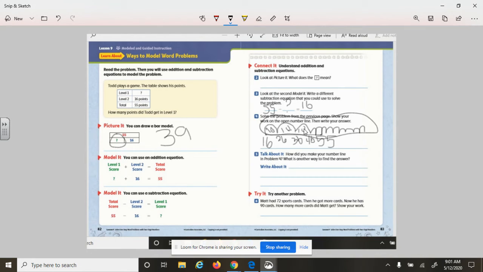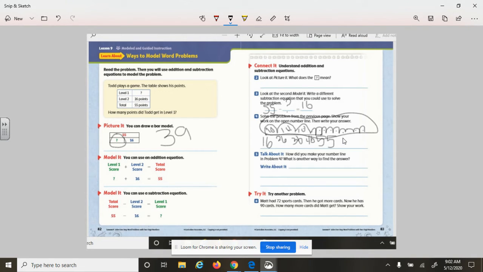10, 20, 30, 31, 32, 33, 34, 35, 36, 37, 38, 39. It took me 39 hops to get from 16 to 55. So either way, you get that same answer. Sorry that my line is not quite large enough to draw all those hops.